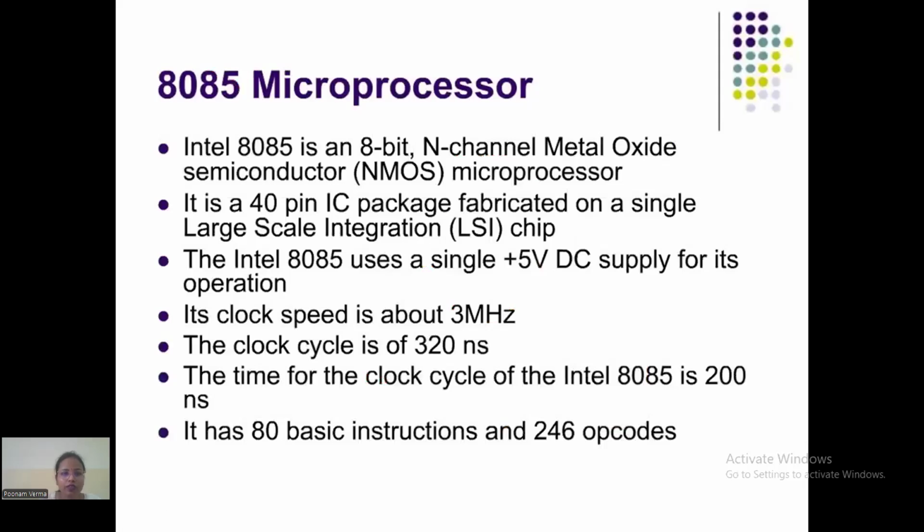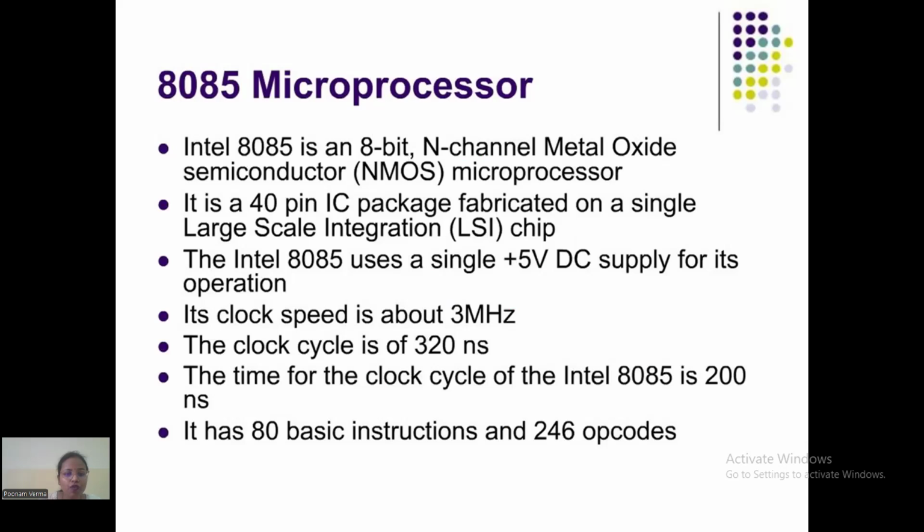The 8085 is an 8-bit N-channel metal oxide semiconductor microprocessor. It is a 40-pin IC package fabricated on a single large-scale integration chip. The Intel 8085 uses a single 5-volt DC supply for its operation. Its clock speed is about 3 MHz. The clock cycle is of 320 nanoseconds.